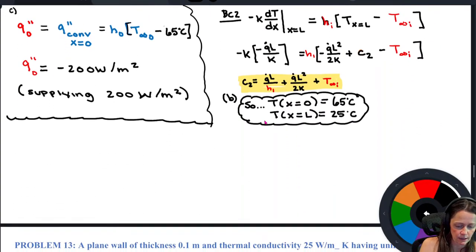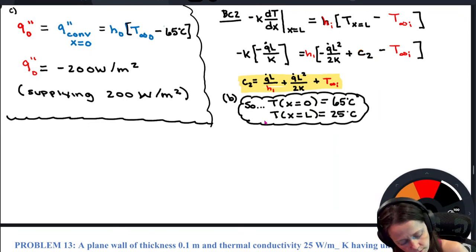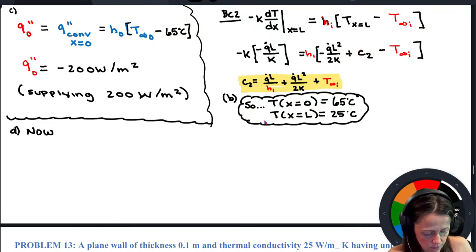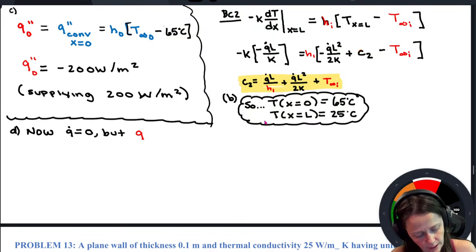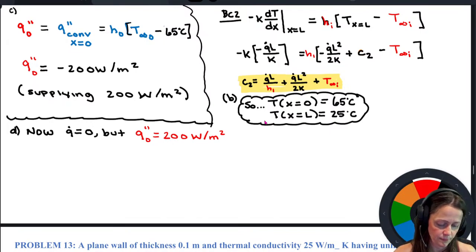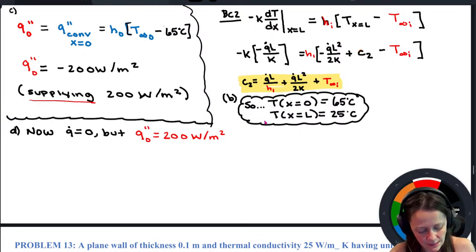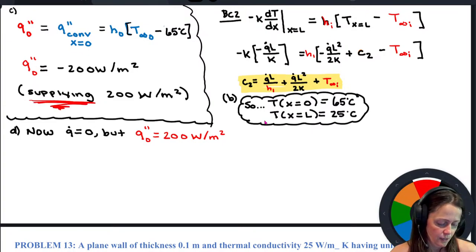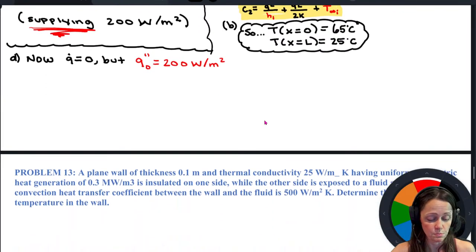So let's look at that. For part D, we're saying now q dot is equal to zero, but that q double prime is still equal to 200 watts per meter squared. I'm regretting my decision to be consistent. And yeah, it is supplying, so it's going to be a positive number. So our q dot is now zero, but the q double prime is still supplying that 200 watts.